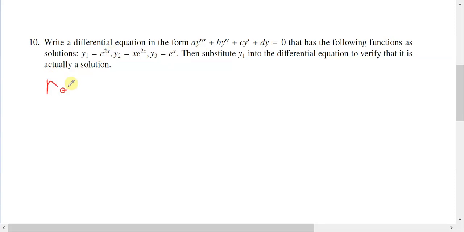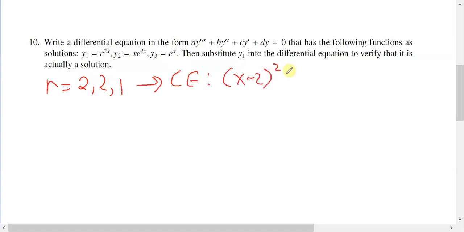So my characteristic equation had roots, because I've got e^(2x) and x e^(2x), I know that 2 is a repeated root. And here I've got e^(1x), so 1's also a root. So there's my 3 roots, which means that my characteristic equation had to look like this. It had to have r minus 2 in there twice, and r minus 1. Those are r's.